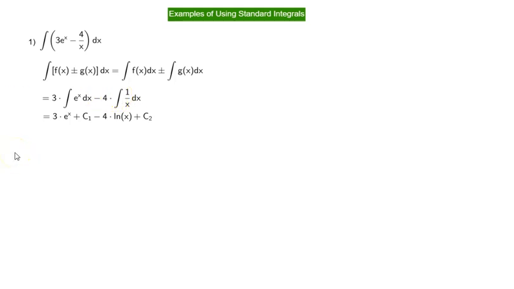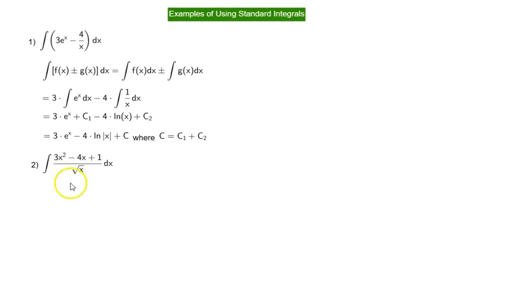This again we can simplify, saying 3 times e to the power of x minus 4 times the natural log of the absolute value of x plus c, where c is equal to c1 plus c2. Because c1 and c2 are constants, we just add them up. And don't forget the absolute value. So that was our first problem.